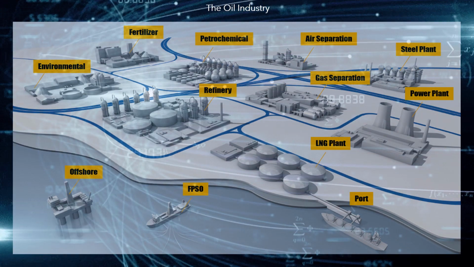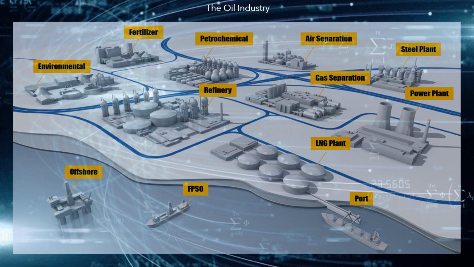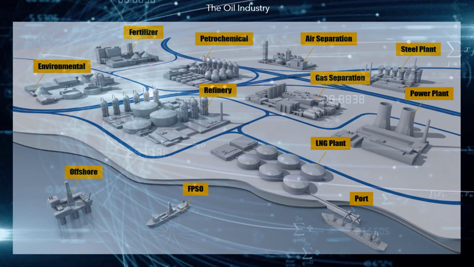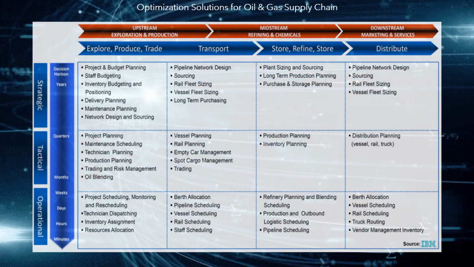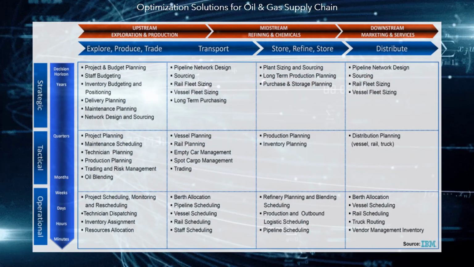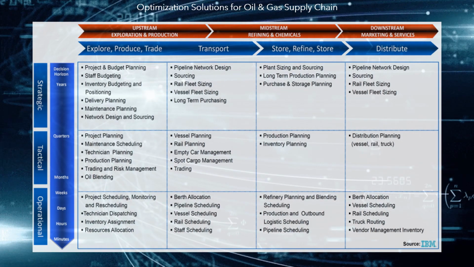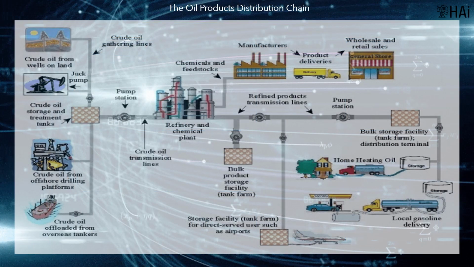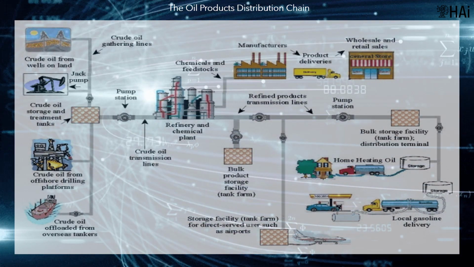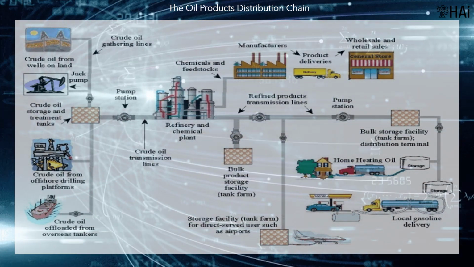However, petroleum is the raw material for many chemicals, including pharmaceuticals, solvents, fertilizers, pesticides and plastics. The table, elaborated by IBM, shows a summary of the optimization solutions for oil and gas enterprises. The distribution chain of petroleum products begins in refineries and ends at the sites of consumption of different types of products.